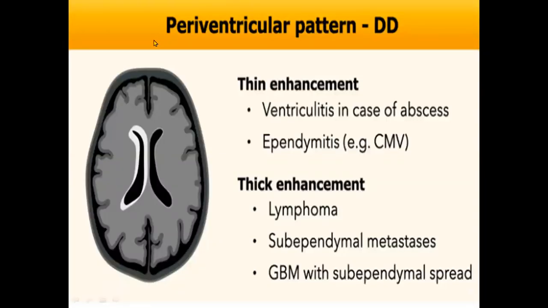We moved to another enhancement called the periventricular pattern. This is divided into thin enhancement around the ventricular system and thick enhancement around the ventricular system. Thin enhancement may be called ventriculitis in case of abscess, and also ependymitis, like that seen in CMV infection. Thick enhancement is seen in lymphoma, subependymal metastasis, and GBM with subependymal spread.